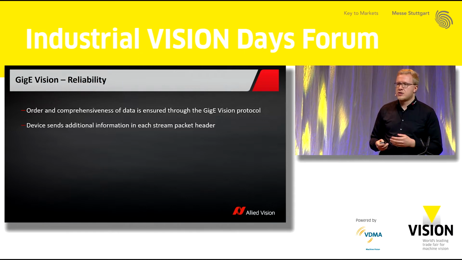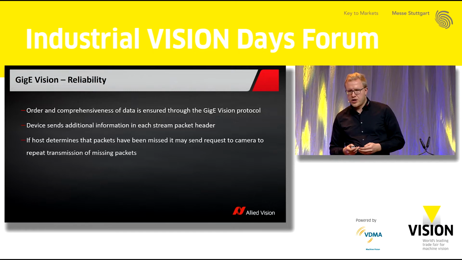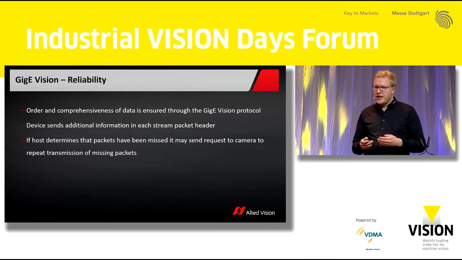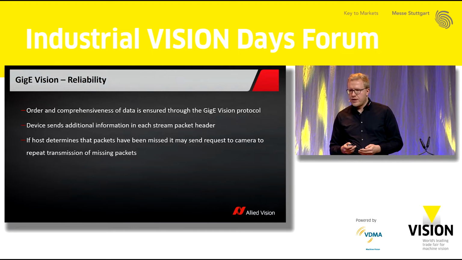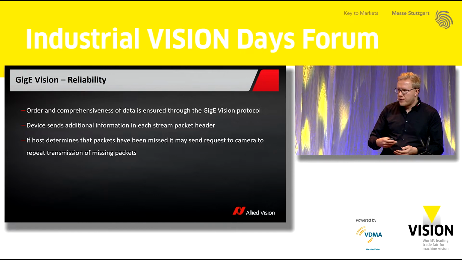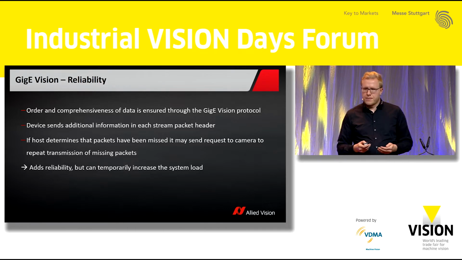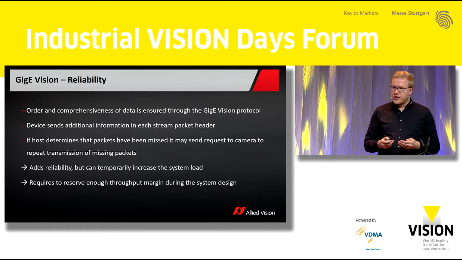That allows the host to check whether packets or complete frames are missing. If the host determines that packets have been missed, it may send a request to the camera to repeat the transmission of missing packets. This is also called the packet resend mechanism, one of the main benefits of GigE Vision as an interface, especially over USB 3, for example. It really adds reliability, but can temporarily increase the system overload, and it requires reserving enough throughput margin during the system design.